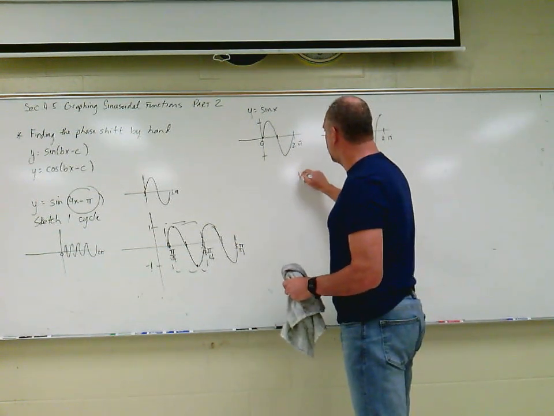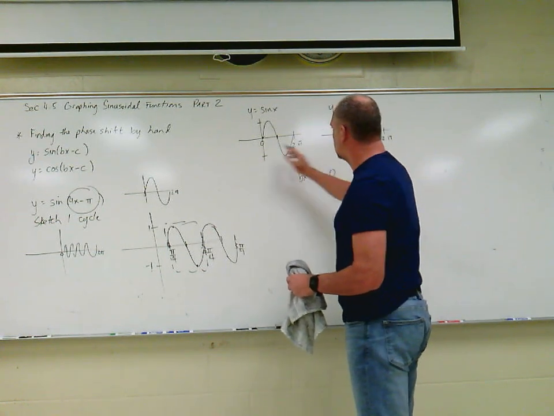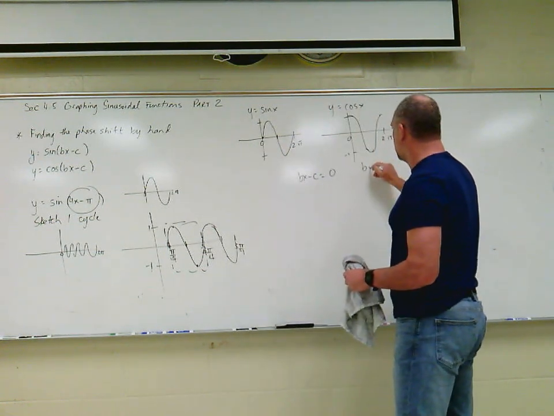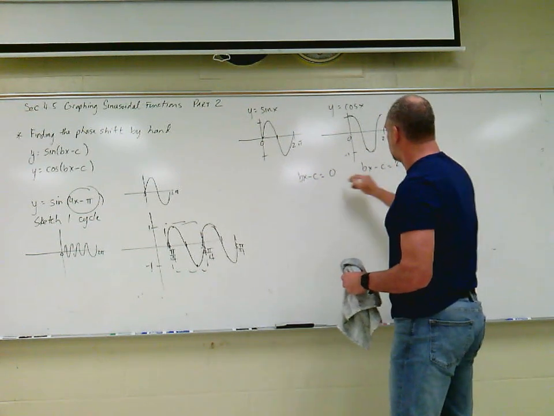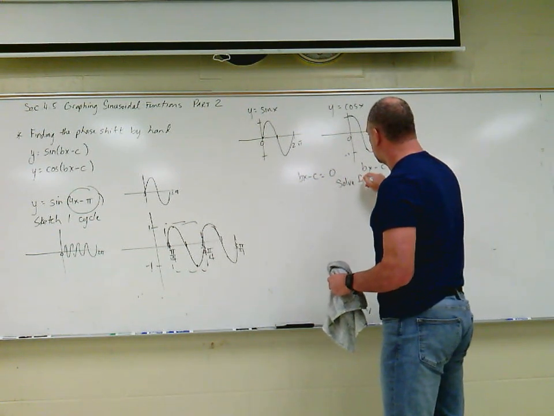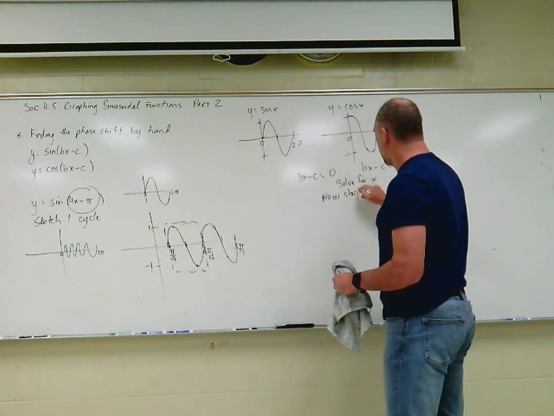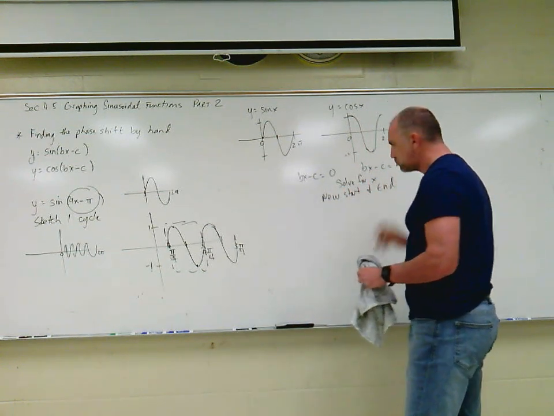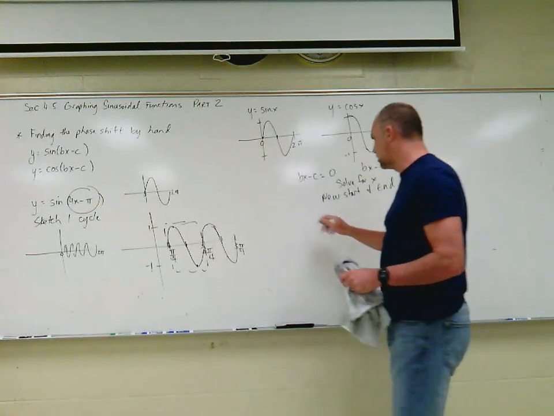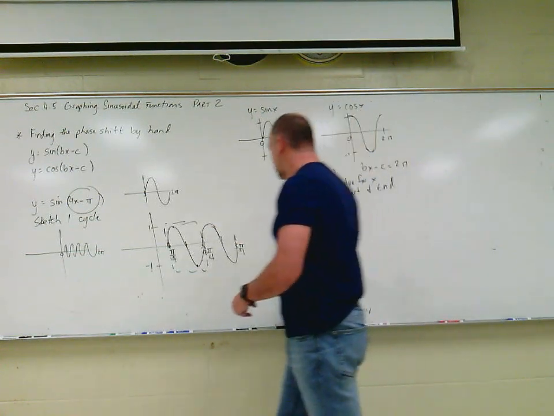I'm going to take the inside and I'm going to always set it to 0, and I'm going to set it equal to 2 pi, and I'm going to solve for x to get the new start and end. Okay, so let's take another one here. Let's say we have, we'll call this one example 2.